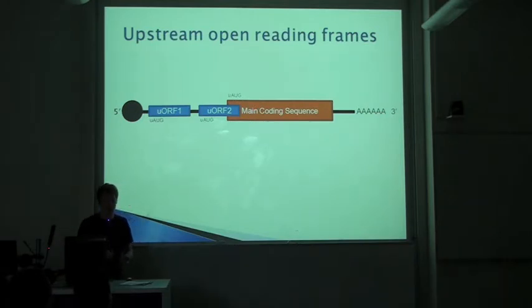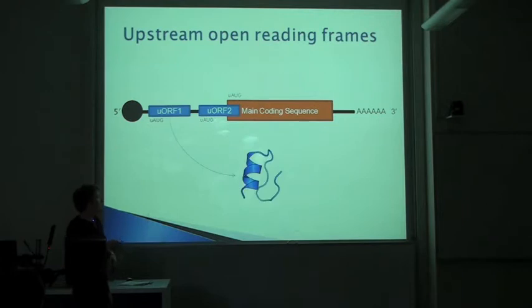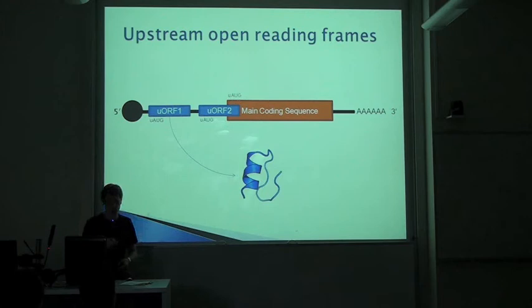Now, UOFs can regulate the main coding sequence through several mechanisms such as ribosomal stalling and blocking, ribosomal reinitiation and leaky scanning. And all these mechanisms involve the translation of the upstream open reading frame. And our lab believes that these UOFs could therefore encode bioactive peptides which could have functional roles within the cell.